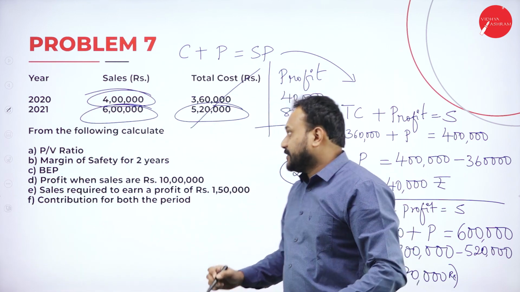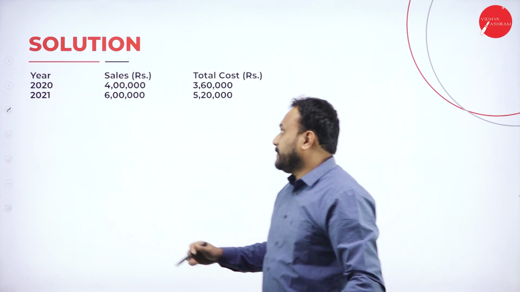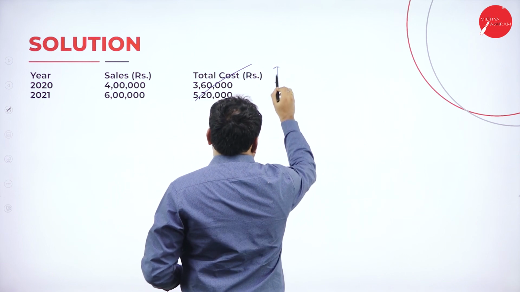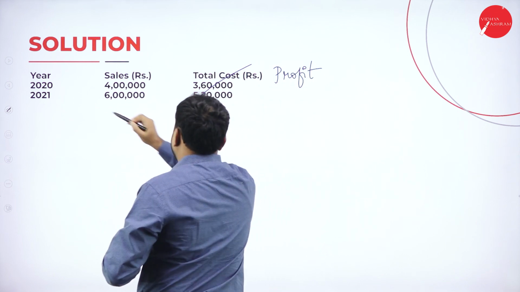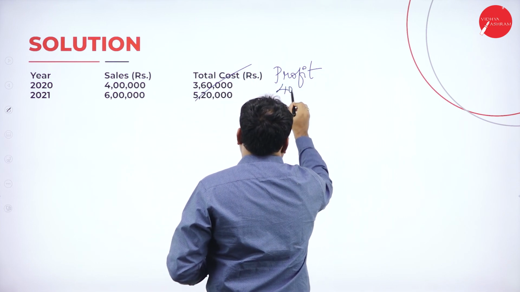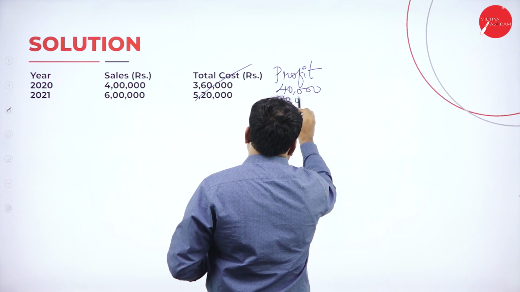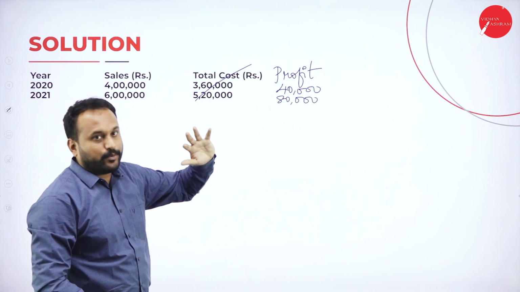Now let's go with the first one, that is PV ratio. What is it? PV ratio. How to find PV ratio? Now have this, right? You need to cancel this. You should write here profit, and for 2020 my profit is 40,000 and for 2021 it is 80,000. Nowhere I'll actually take my total cost, so this is what the question will be.